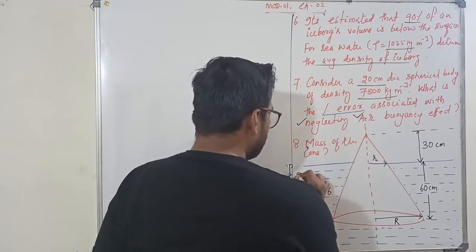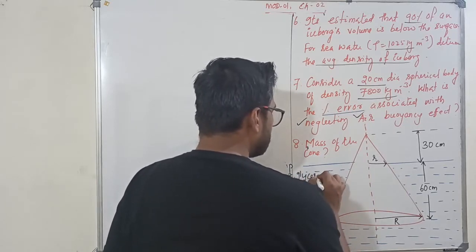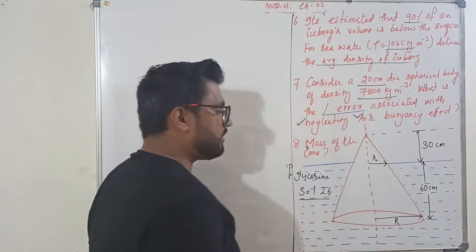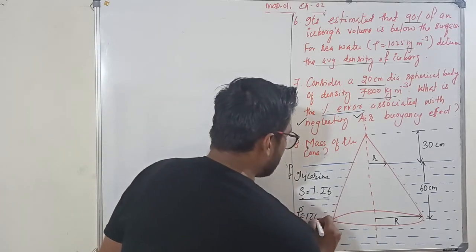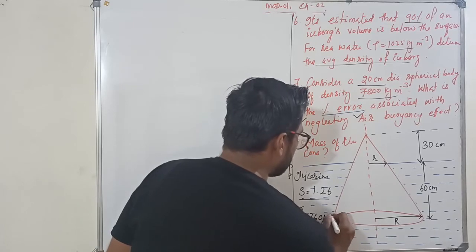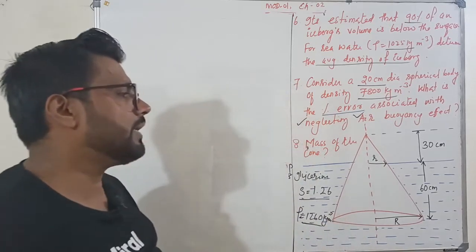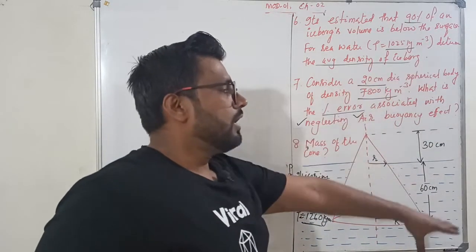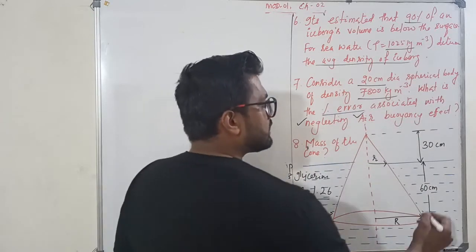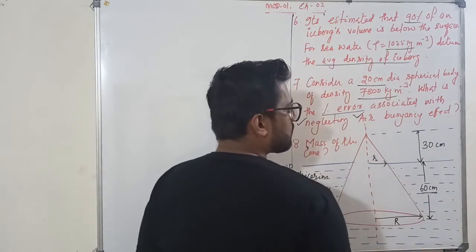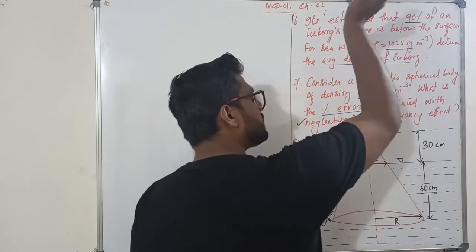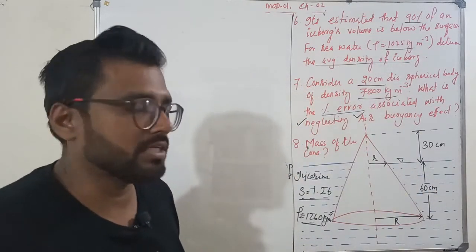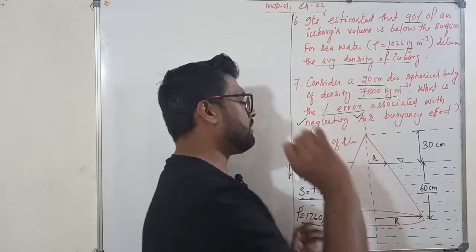Let us say the liquid is glycerin, which has a specific gravity of 1.26. So the density is multiplied by 1000: 1260 kg per meter cube will be the density of the glycerin. It is floating in such a way that 60 centimeter is below the free surface of the glycerin and 30 centimeter is above the free surface. They are asking what is the mass of the cone.